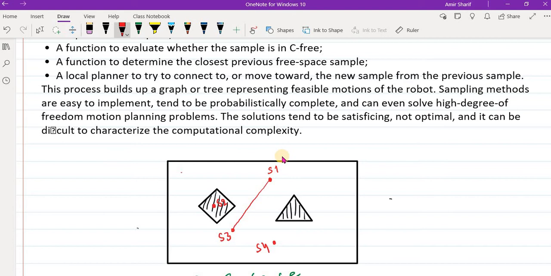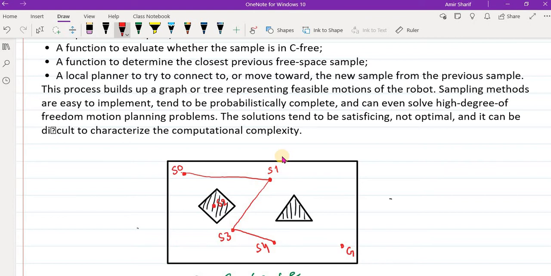So this was, I forgot to mention, our starting point as 0, and from here we take sample 1, we connect it. Sample 2 was in obstacle, so we delete it. Sample 3 was in C free, we take it, and then sample 4. Okay, and let's say this is our goal location.